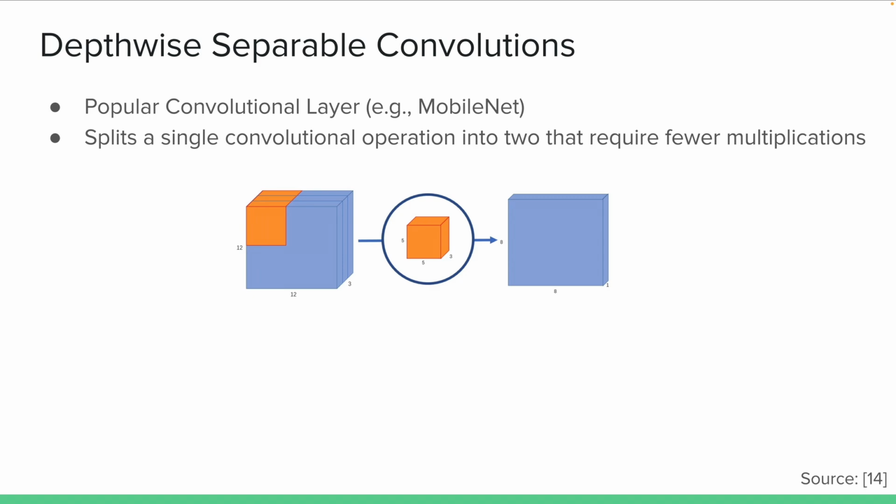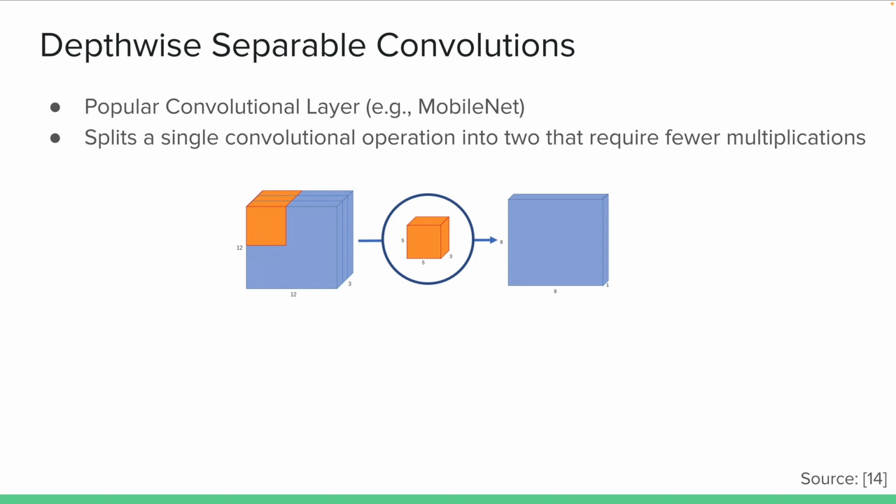One very popular alternative to standard convolutional layers are so-called depth-wise separable convolutions. You can find this layer in many optimized architectures, for example, MobileNet. The trick is that it splits a single convolutional operation into two operations that require far fewer multiplications. Let's have a look at an example to visualize this a bit better.